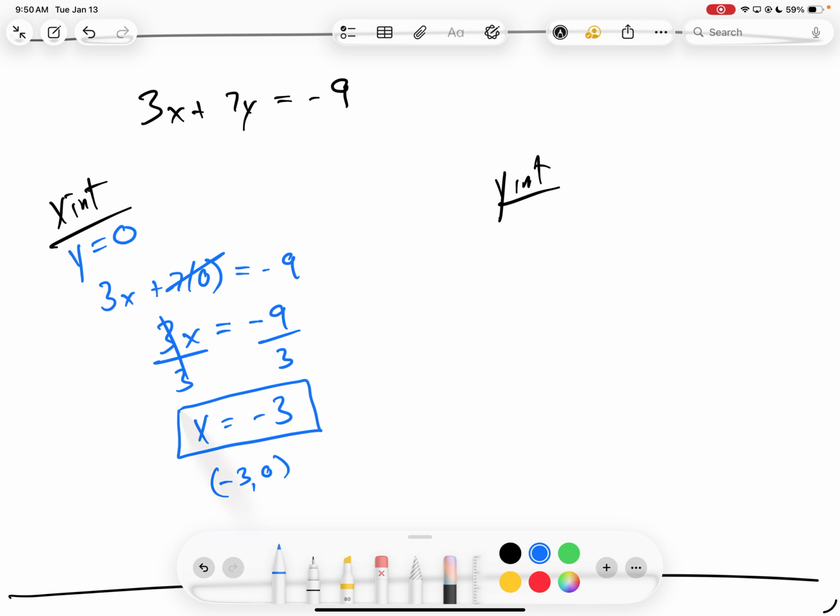I think Alex just makes you write this, though. So to find the x-intercept, you plug a 0 into y.